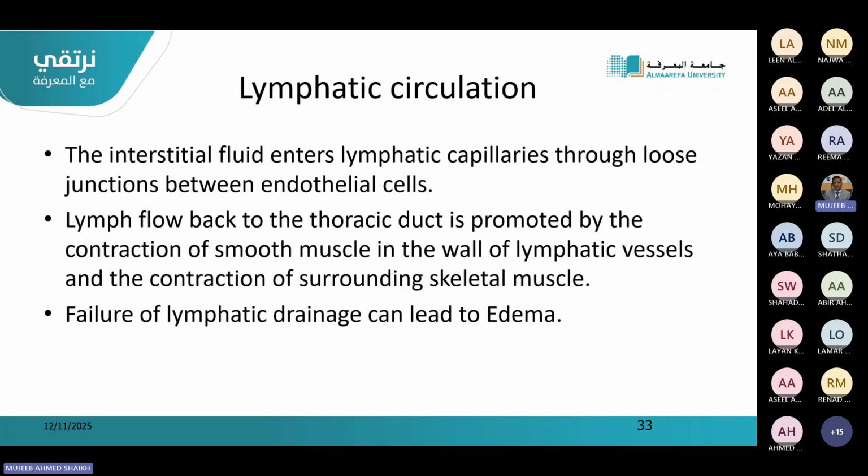Interstitial fluid enters the lymphatics through the loose junctions between endothelial cells. Lymph will flow back to the thoracic duct by the contraction of smooth muscles in the lymphatic vessels. When lymphatics are blocked, there will be edema, as the accumulation of fluid will increase. Okay.